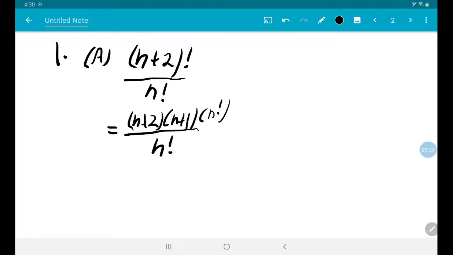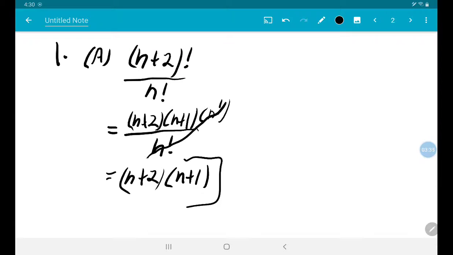So it's n plus 2 times n plus 1 times n and everything after. Those cancel, and I just get n plus 2 times n plus 1. If you wish to FOIL that out, it's not that hard to distribute. I'm just going to leave it like that.